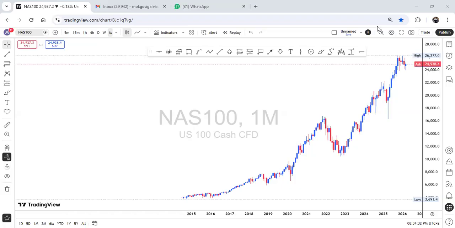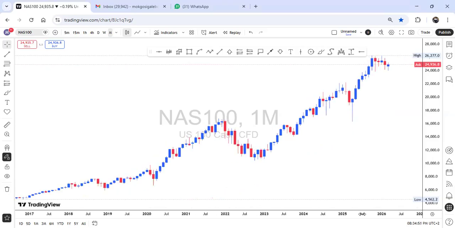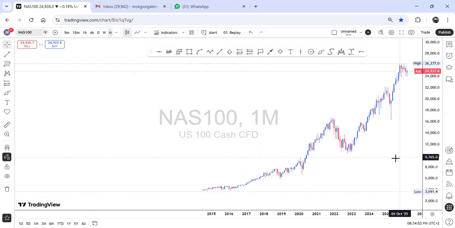Let me just break down the top-down analysis, because once I share the advantages and disadvantages of top-down analysis, it is going to be a problem. It will look like I'm exposing the book that is going to be released soon. So I don't want to put that kind of stuff. So let's just continue. We are in a monthly time frame on the NAS 100.